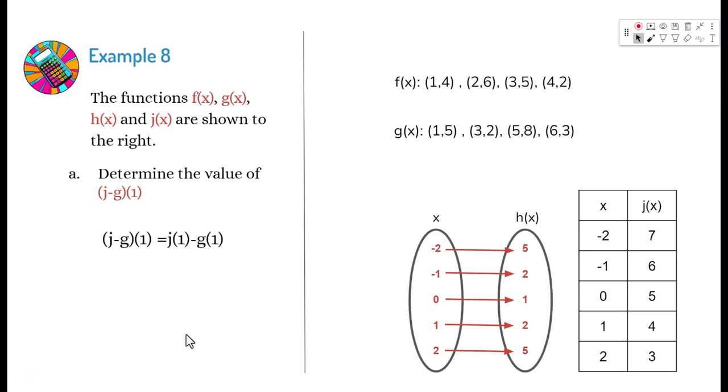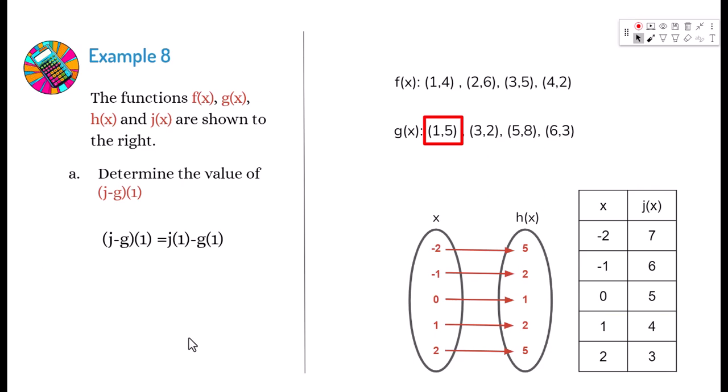Well, j minus g of 1 is the same thing as saying j of 1 minus g of 1. So we have to determine j of 1. We go over to our table of values and find where x equals 1, because that's the input. And we're going to get the output of 4, and we got that right there.